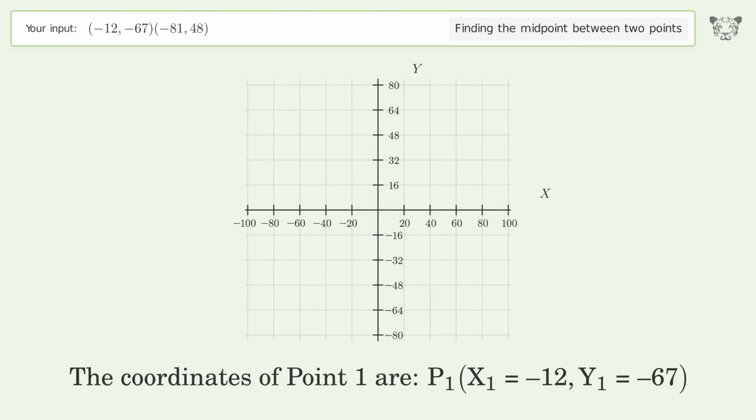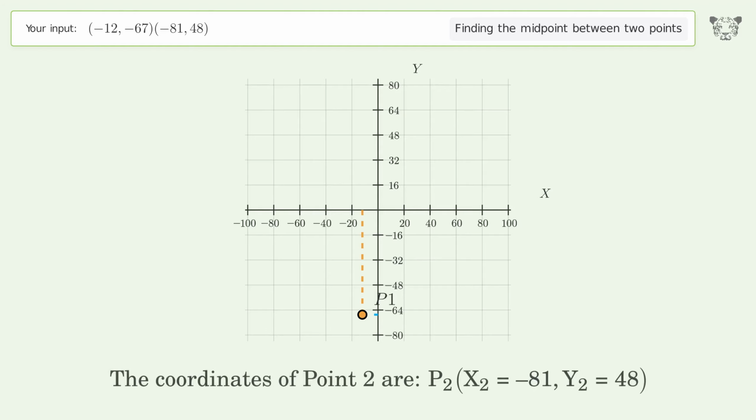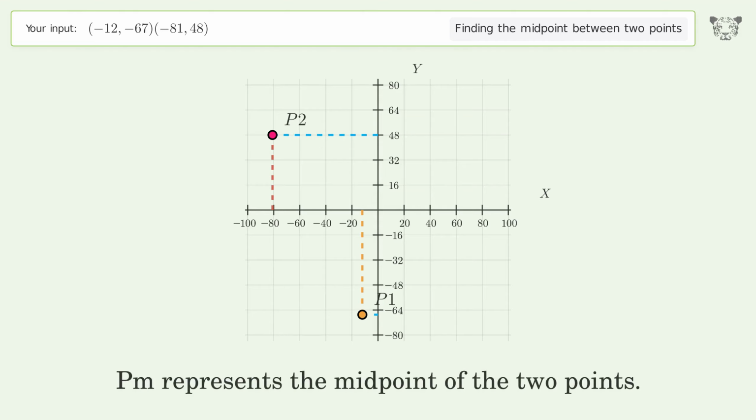The coordinates of point 1 are x1 equals negative 12, y1 equals negative 67. The coordinates of point 2 are x2 equals negative 81, y2 equals 48. PM represents the midpoint of the two points.